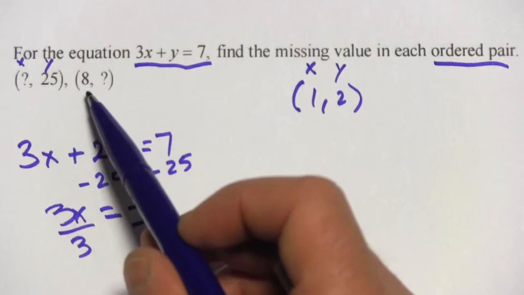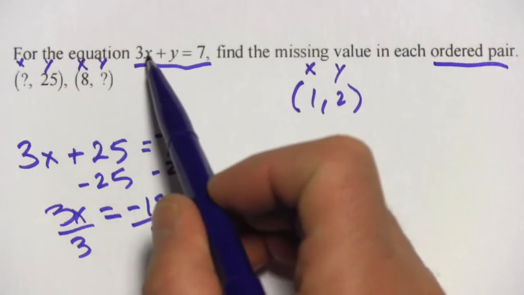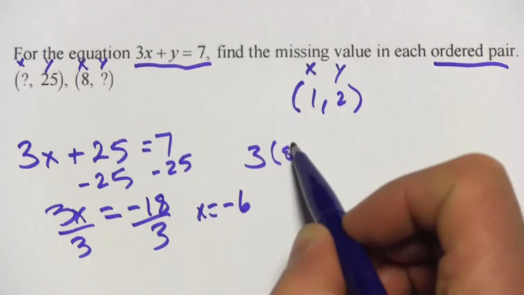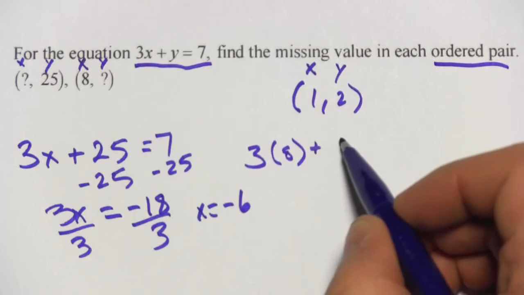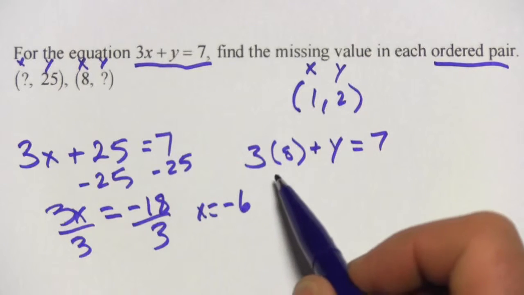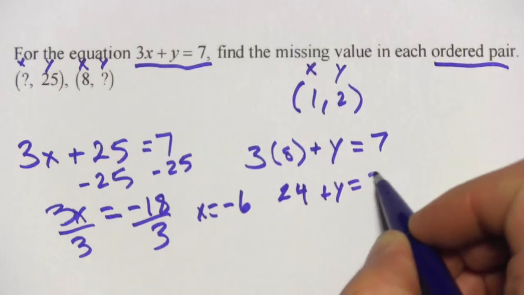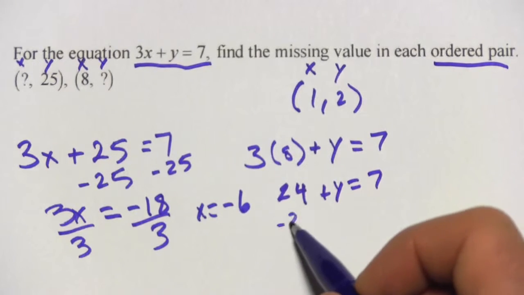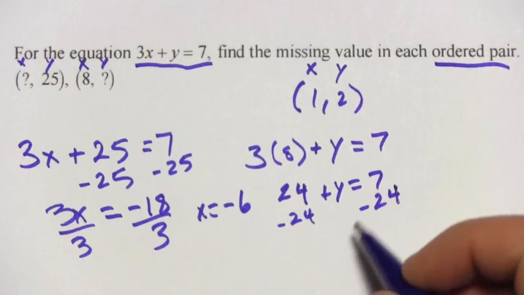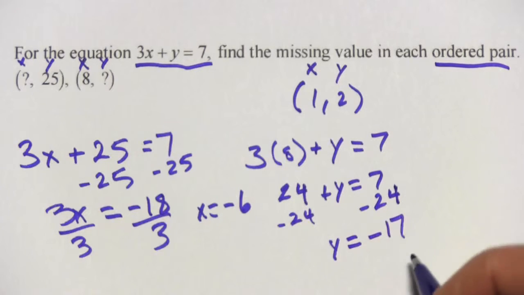Now in this missing pair, we've got the x. We don't have the y. So we're going to plug in 8 in place of x. So this equation becomes 3 times 8 plus y, which is what we're looking for, equals 7. So 3 times 8 is 24, plus y equals 7. And to solve for y here, all I have to do is get rid of this 24 by subtracting, and we get y equals negative 17.